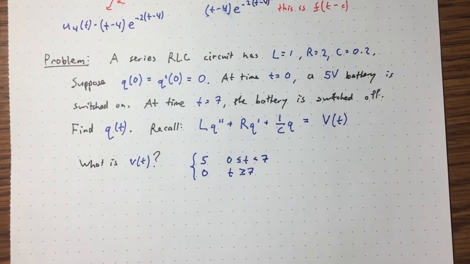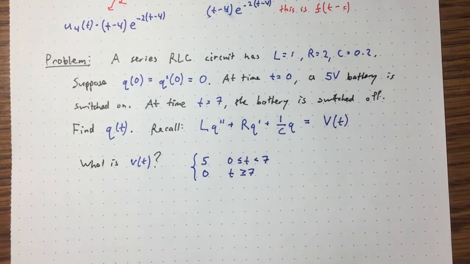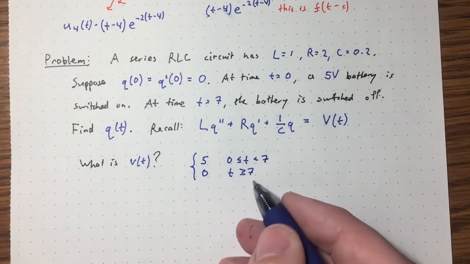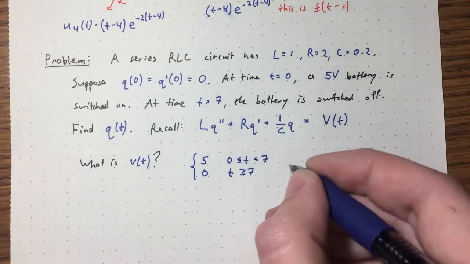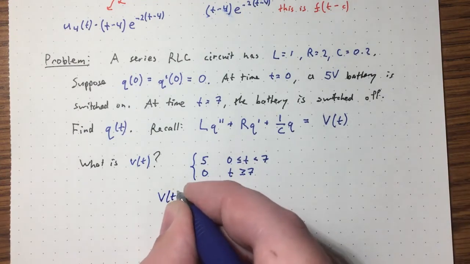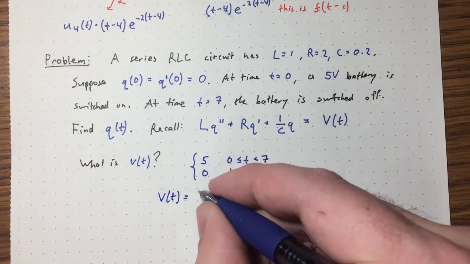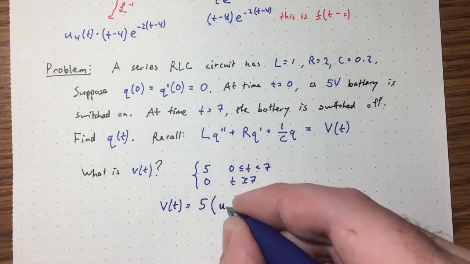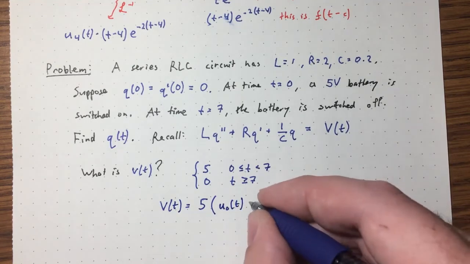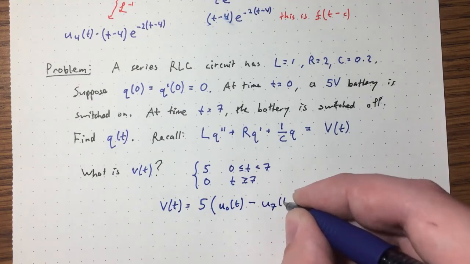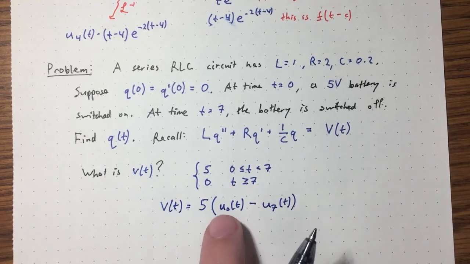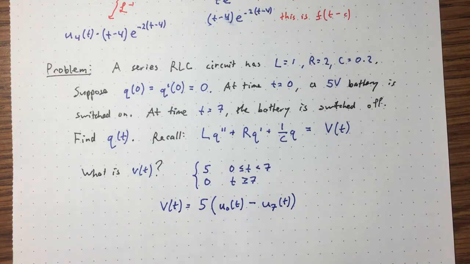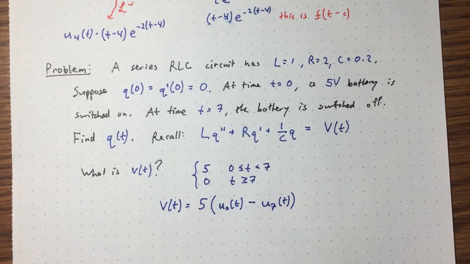So let's try to write this in terms of our Heaviside function, our unit step function. So what is this function here? Well, v of t is 5 times, we're going to turn on the switch at 0, so u0 of t, minus u7 of t. So this is my switch, it's turning on at t equals 0, and it's turning off at t equals 7, and the value is 5, the constant function 5.